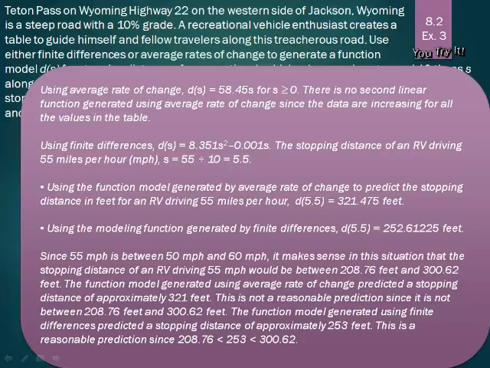The function model generated using average rate of change predicted a stopping distance of approximately 321 feet. This is not a reasonable prediction since it is not between 208 and 76 hundredths feet and 362 hundredths feet. The function model generated using finite differences predicted a stopping distance of approximately 253 feet. This is a reasonable prediction since 208 and 76 hundredths is less than 253 is less than 362 hundredths.